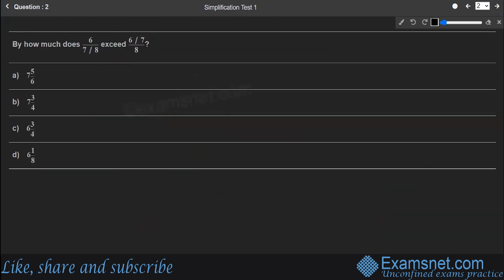Okay, by how much does 6 upon 7 by 8 exceed 6 by 7 upon 8? This is the question given to us. Okay, in this type of question, we try to simplify these two fractions first. Then after that, we can solve it by subtracting. By how much does the first thing exceed the second? Obviously we can find it out by finding the difference. So let us try to simplify the fractions first.